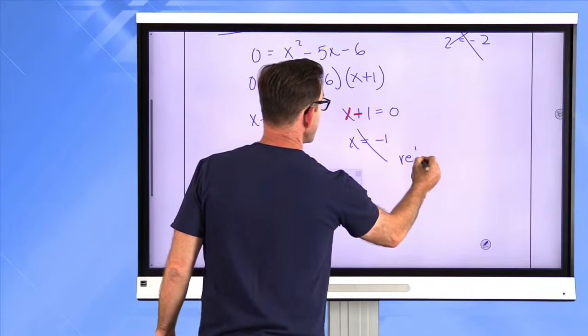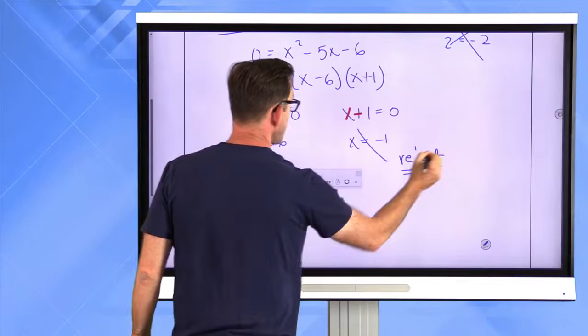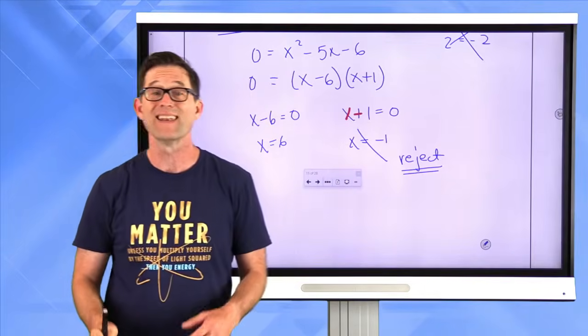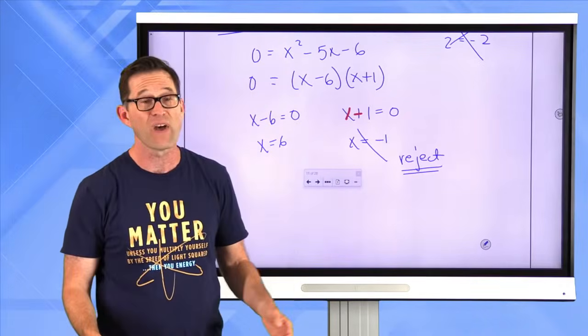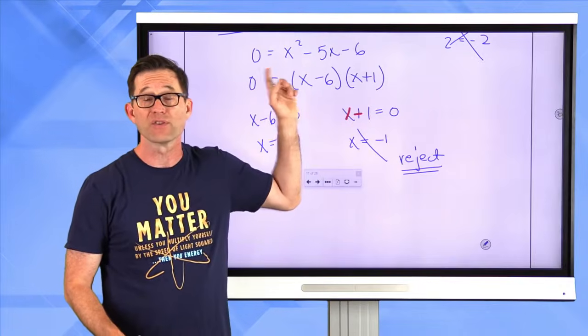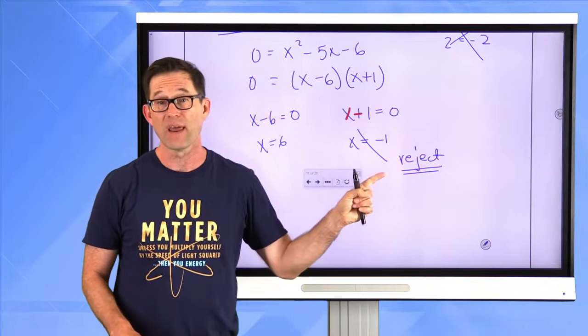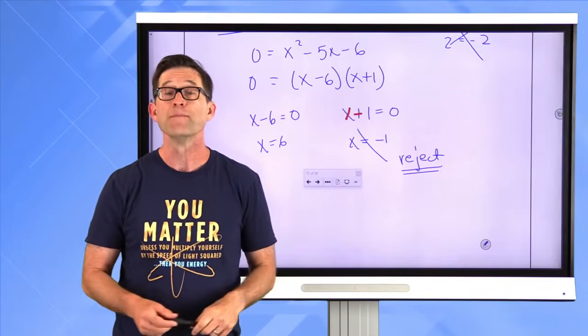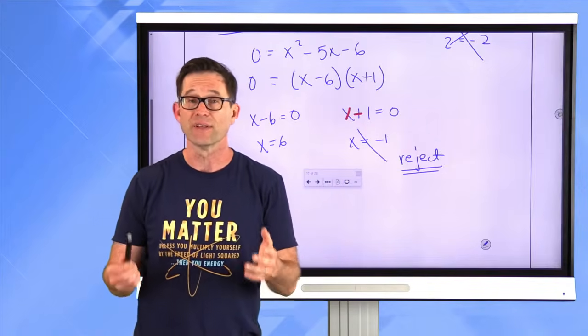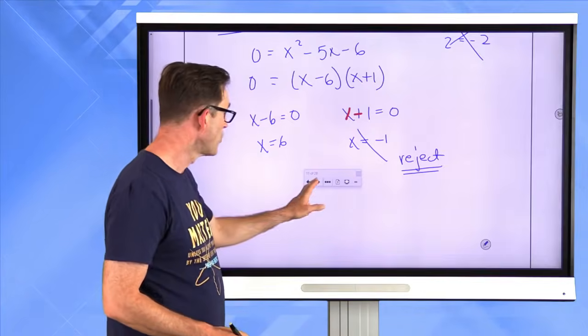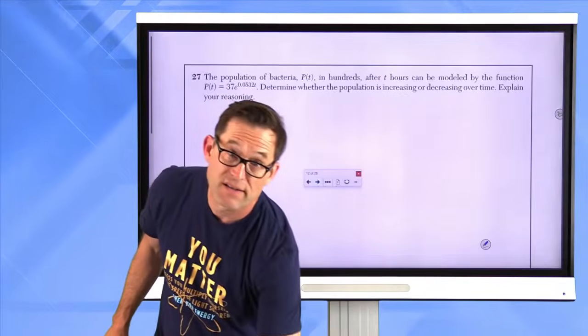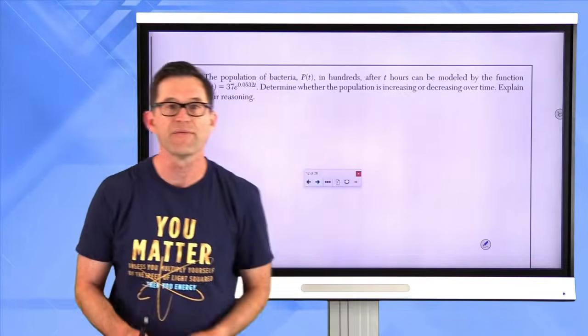You don't even need to necessarily show the check, and don't always assume that it's the negative one that's going to be thrown away. In fact, if there had been a negative in front of the square root symbol of this problem, it would have been the 6 that got rejected and the negative 1 that you kept. All right, but make sure you check to see if it's correct. Really critical. All right, let's take a look at problem number 27.